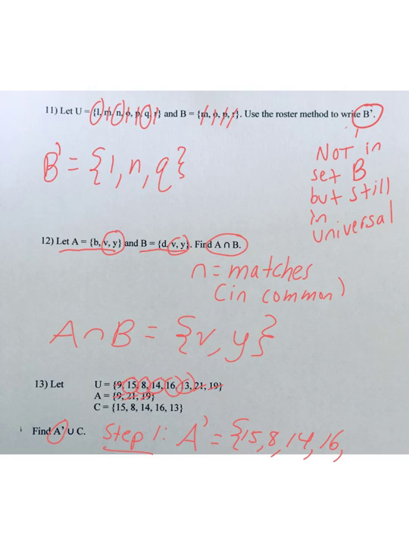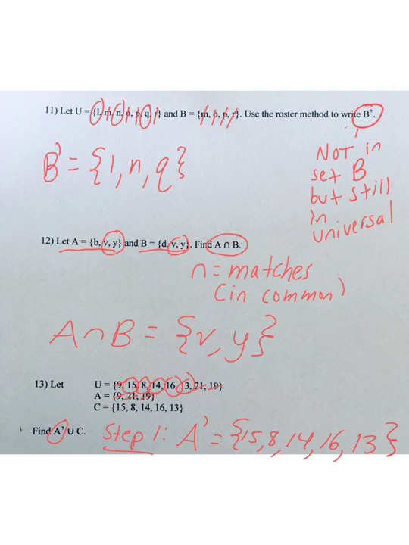Okay, so I just finished up with 13. I still have to write that. There we go. So 15, 8, 14, 16, and 13 are what's not in A, but still in the universal set. That's what A complement means.